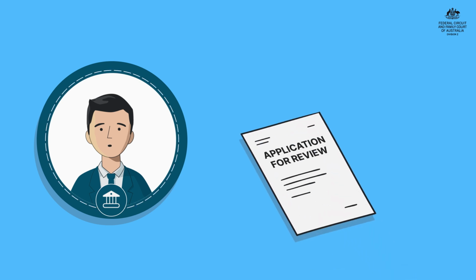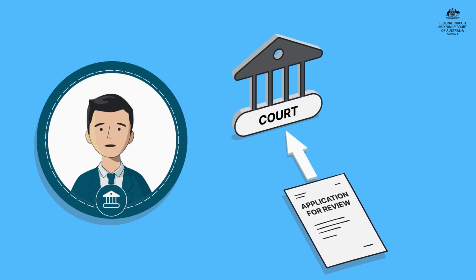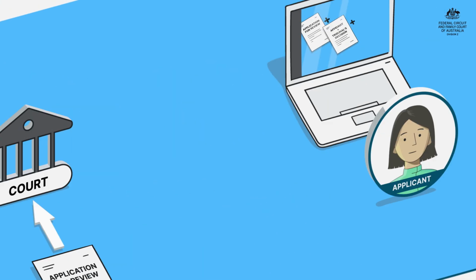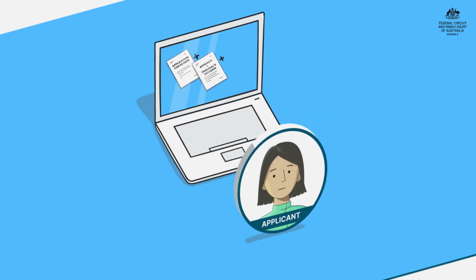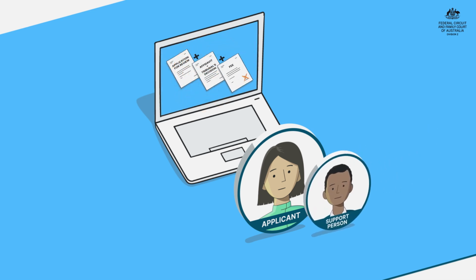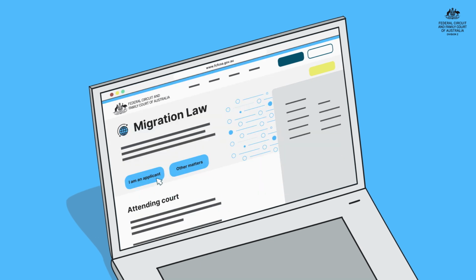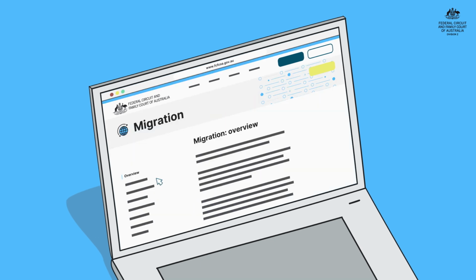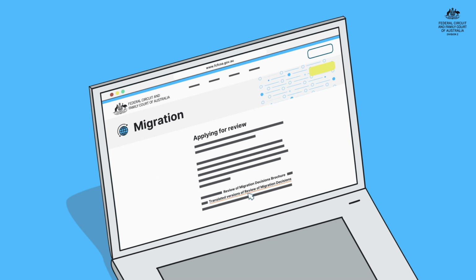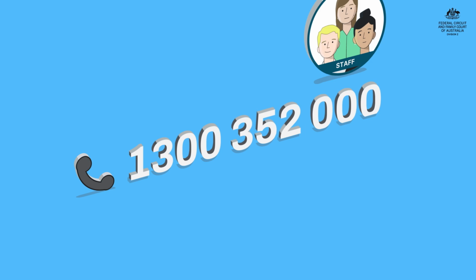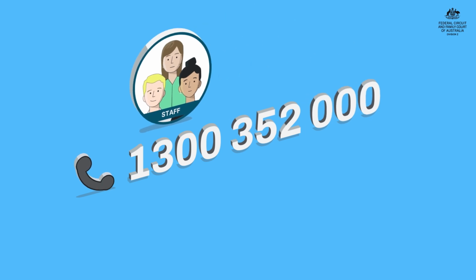Hi. You're about to file an application for review of a migration decision with the court. I'm going to take you through some important information. You can press pause and make notes at any time. It may be a good idea to watch this video with a support person. You can also find information on the FCFCOA website under Resources. Download the Review of a Migration Decision brochure or telephone 1300 352 000 to speak to our court staff.